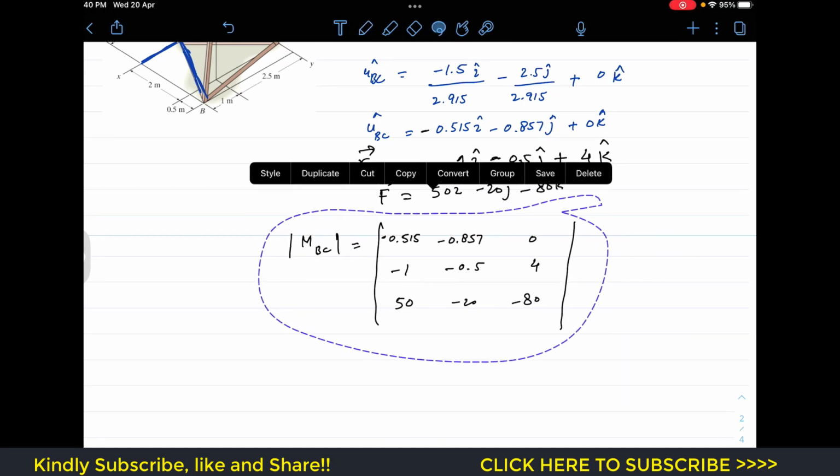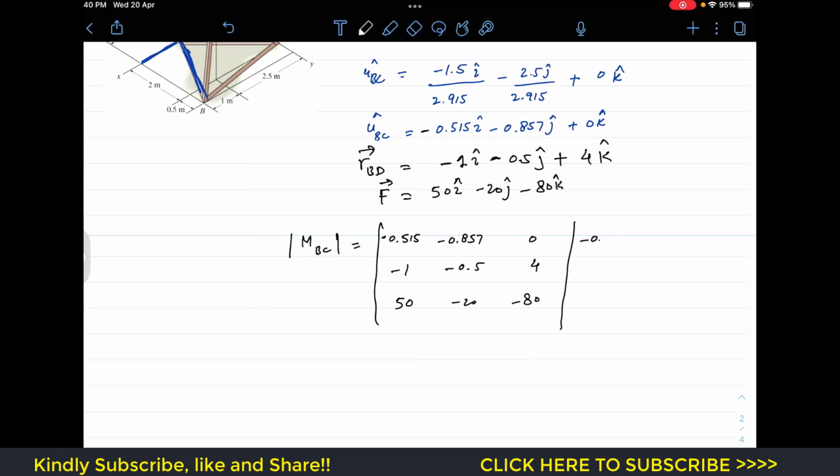And again we have to repeat that unconventional method to determine this determinant. So this is minus 0.515, minus 0.857, minus 1, minus 0.5, 50 and minus 20. Now we need to multiply these, and then these, and then these. So we have to write that this is MBC. So this is minus 0.515 into minus 0.5 into minus 80. Then we have to write this, so this is minus 0.857 into 4 into 50, and then this will give us 0 into minus 1, right?